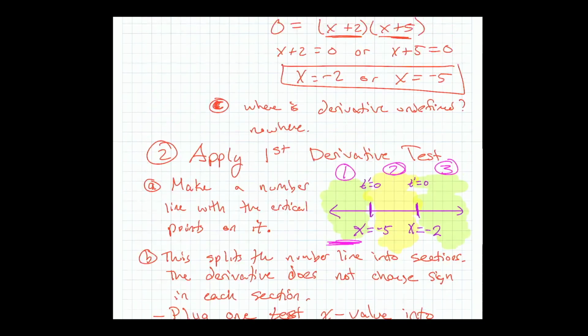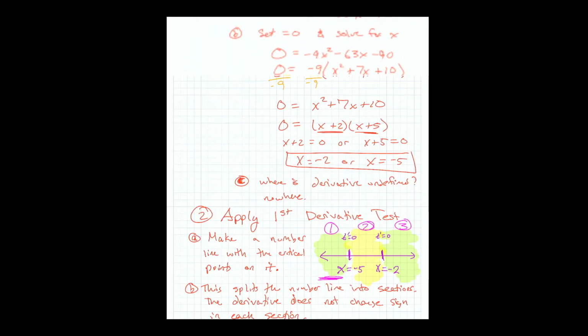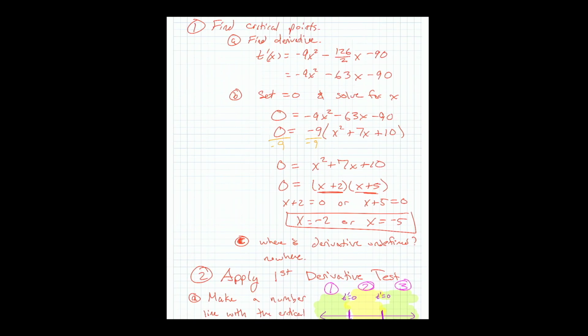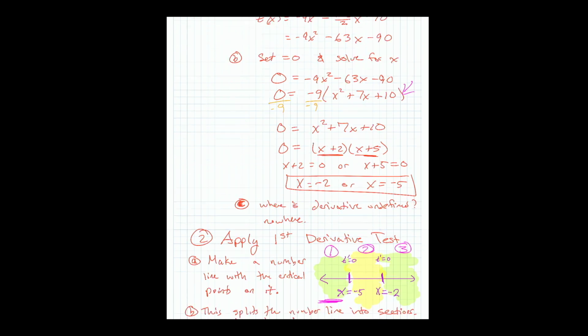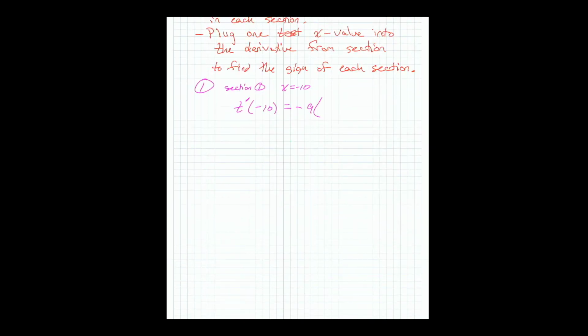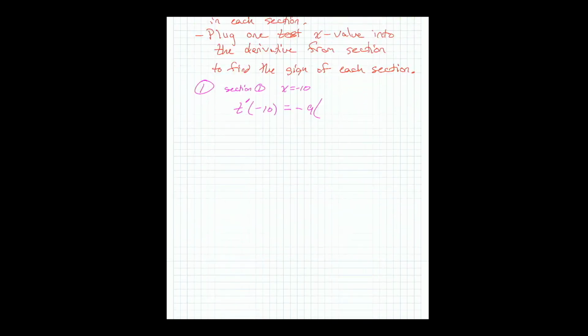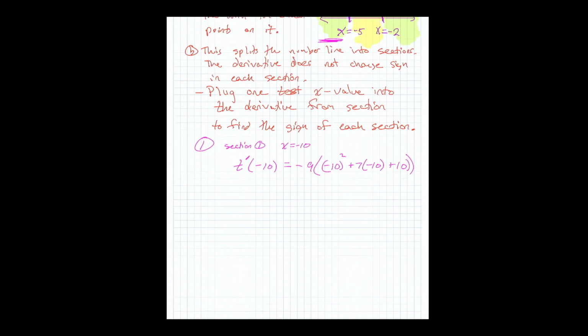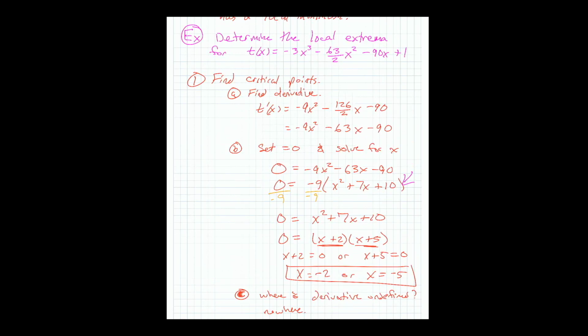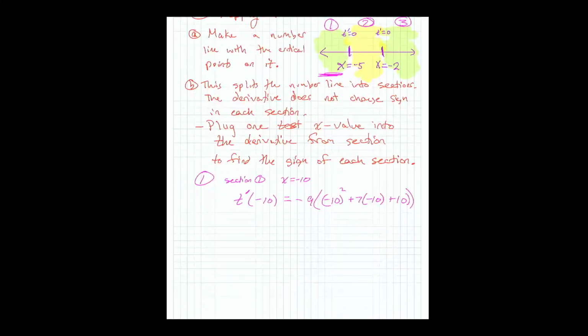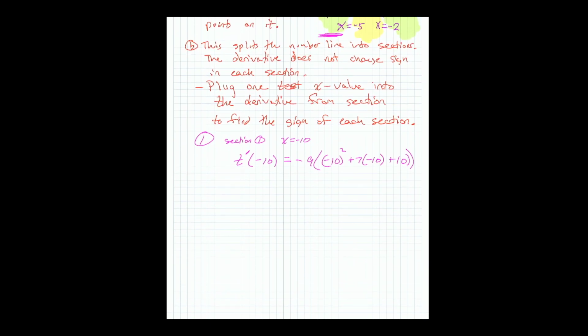Where's t prime? Okay, I like this form of the derivative with the 9 factored out, so I'm going to say -9 times (x squared plus 7x plus 10). -10 squared plus 7 times -10 plus 10. Is it like that? x squared plus 7x plus 10. Yeah, okay. So you punch that into a calculator.